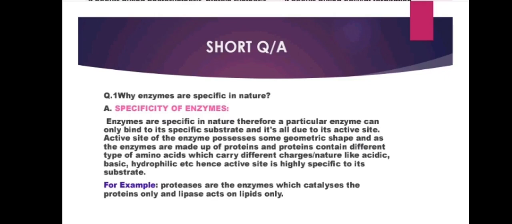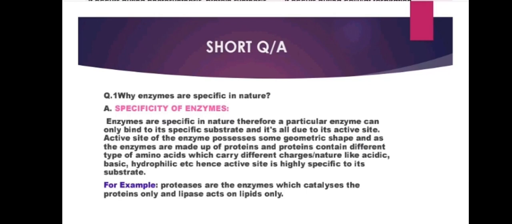The active site of the enzyme possesses some geometric shape, and as enzymes are made up of protein, and protein contains different types of amino acids which carry different charge or nature, like acidic, basic, hydrophilic, etc. Hence, the active site is highly specific to its substrate. For example, proteases are the enzymes which catalyze protein only, and lipase acts on lipids only. So there are different compounds like protein, fats, carbohydrates.